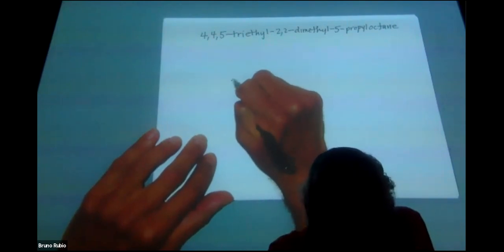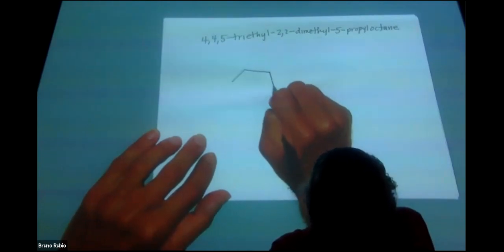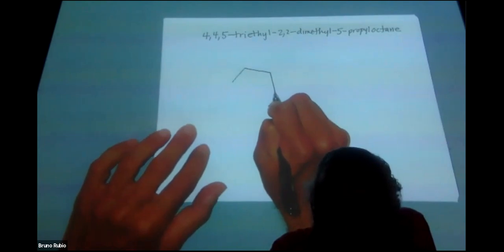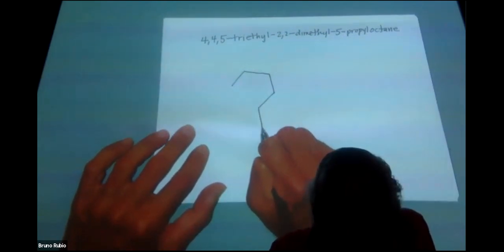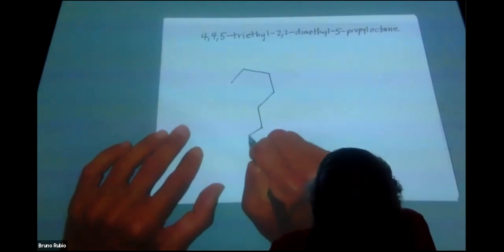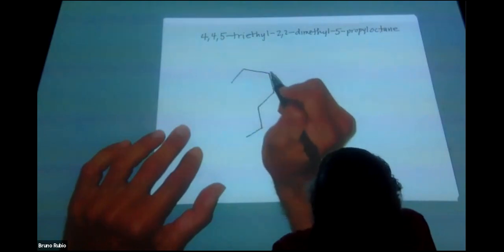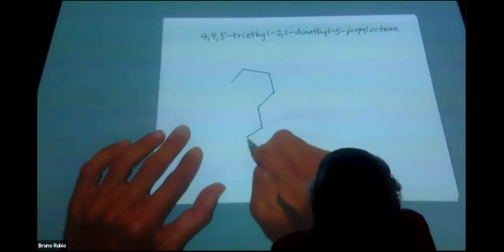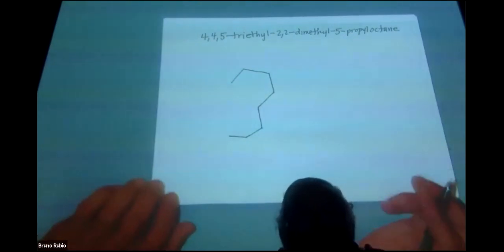1, 2, 3, 4, 5, 6, 7, 8, maybe something like that. Yeah, I could have drawn a boring old zigzag. I chose not to do that.